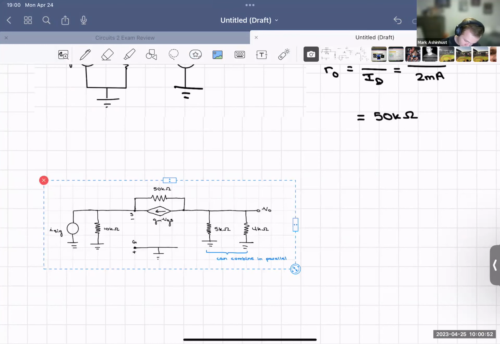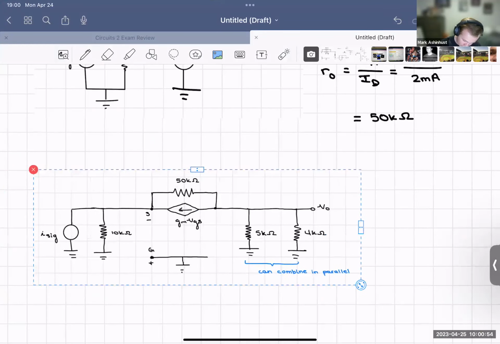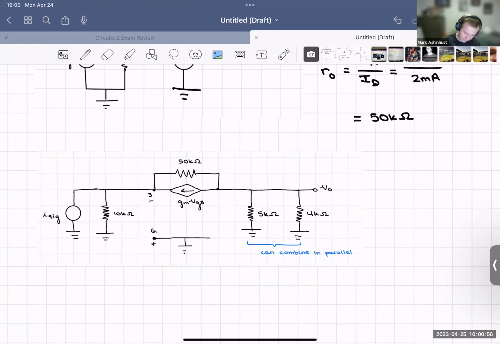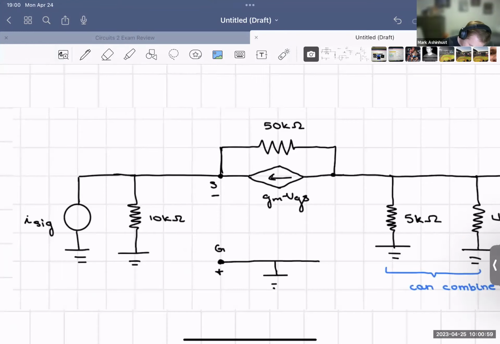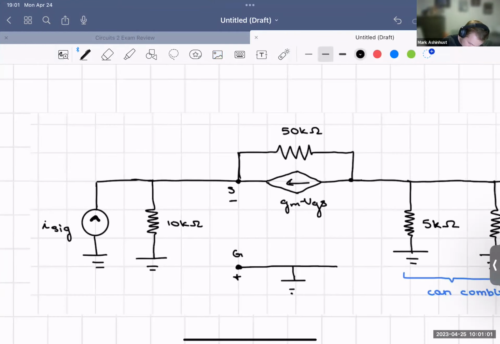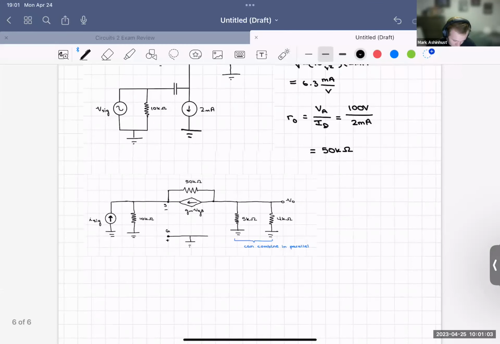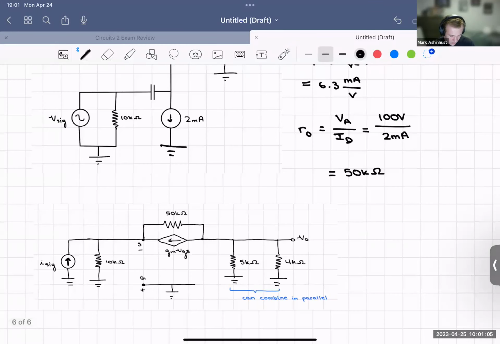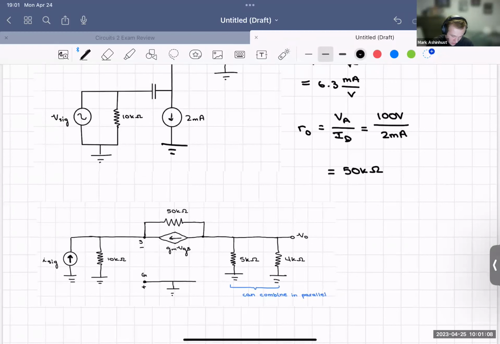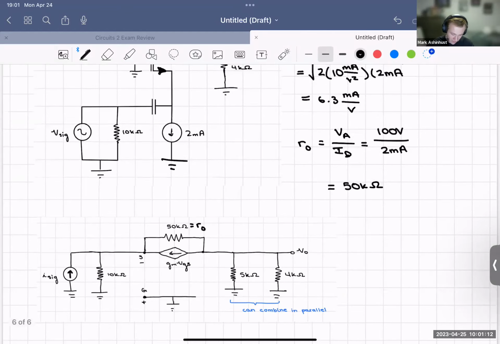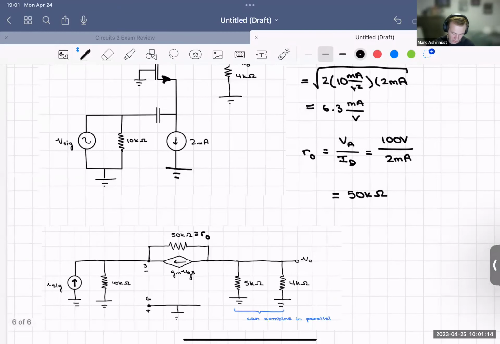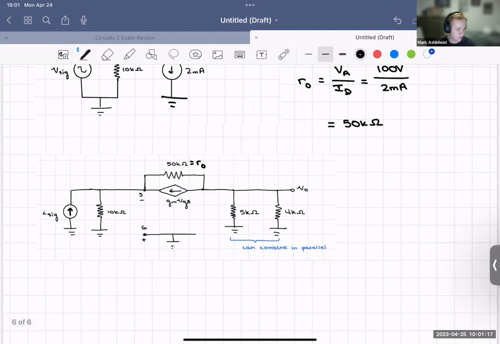So here's that small signal model we would draw out. We'll see that we have our I sig here, we have our 10 kilo ohm, we have our gm VGS, our little ro here. We have that 5K up at the top and then our 4K, which we can combine, like we saw with the BJT. Those are in parallel, so we can combine those two, a 5K and a 4K.